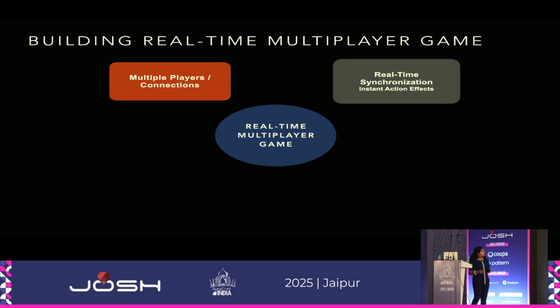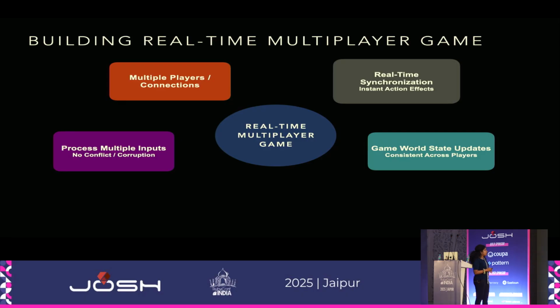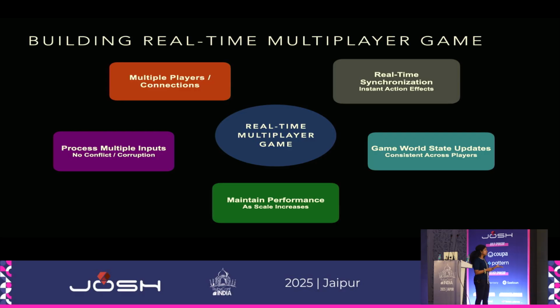We are basically processing multiple inputs. There should be no corruption of data, such as the backend crashing because two people tried to destroy the same building at the same time. Or one person shot the other person, but the other person did not die and resurrected automatically. This is called data corruption. Another thing would be the game world state, which we already talked about. And the last thing is performance. Because as many people join the game, you don't want your game to slow down or crash just because so many people are joining. So these are some important characteristics of a multiplayer game.